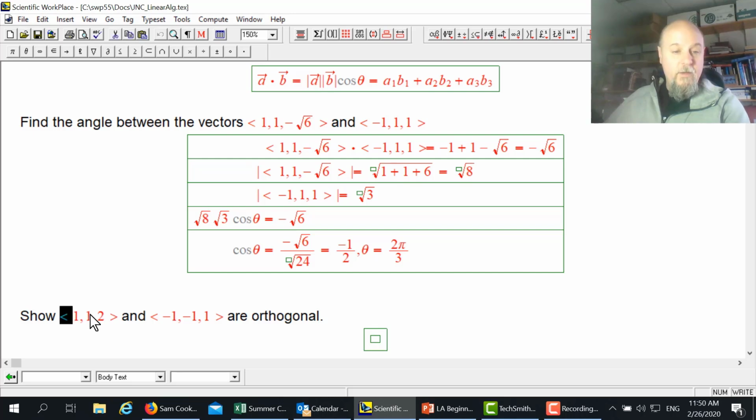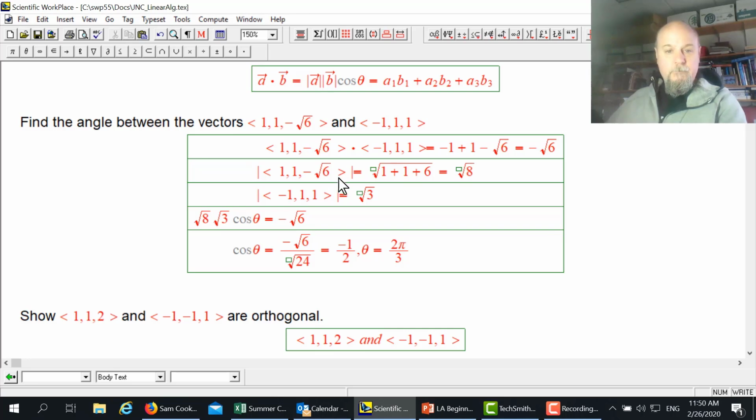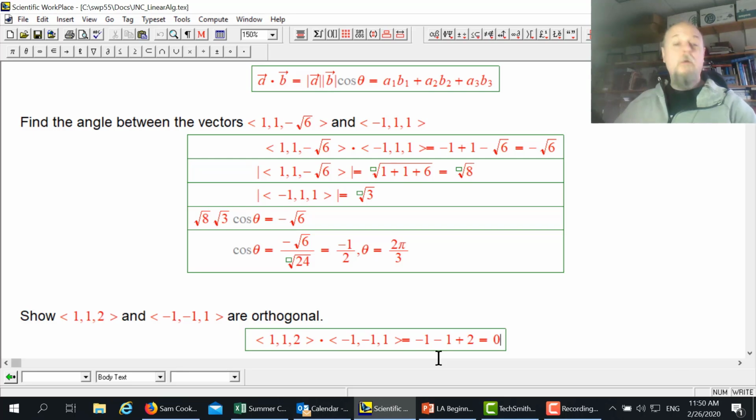I need first vector, dot product the second vector. All right. First times first, 1 times minus 1 is minus 1. Second times second is another minus 1, plus third times third. That does equal 0. The vectors are orthogonal. They're perpendicular.